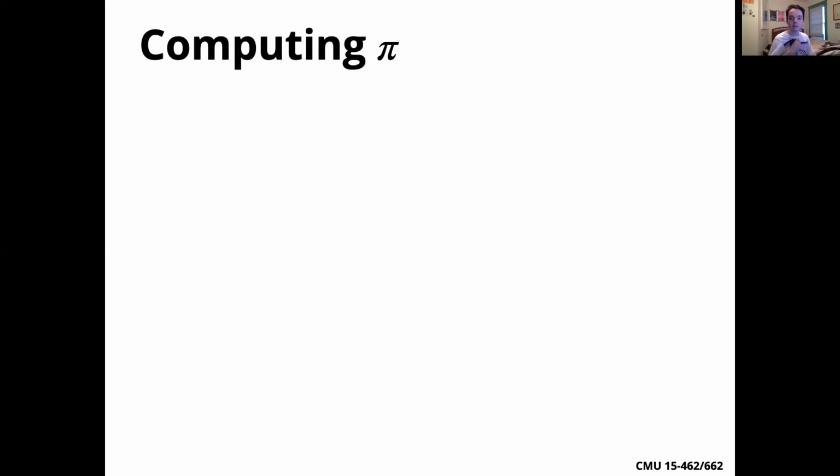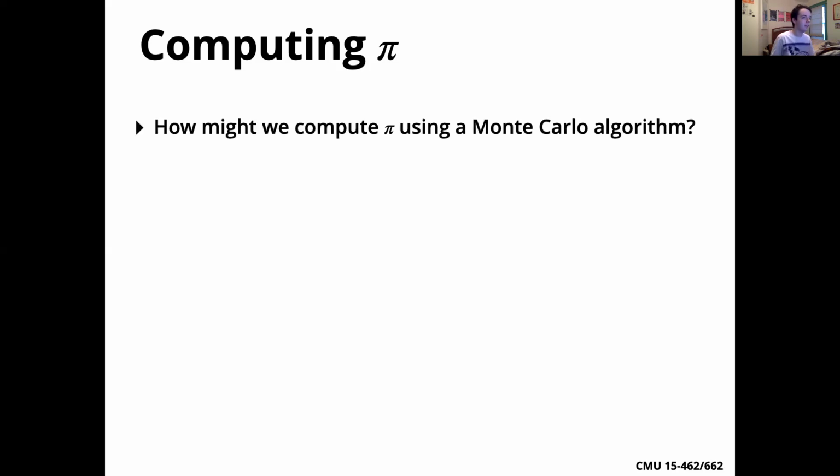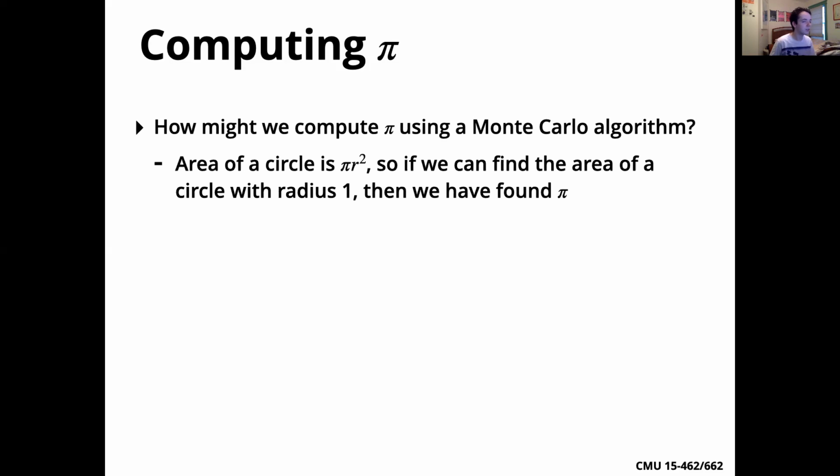So, okay, let's get a little bit more concrete. This is the classical example of a Monte Carlo algorithm that you would find online or in the wild: computing pi. So how might we compute pi? We want to compute pi using a Monte Carlo algorithm. I think I kind of gave it away earlier. If the area of a circle is pi r squared, then if we can find the area of a circle with radius 1, we've found pi.